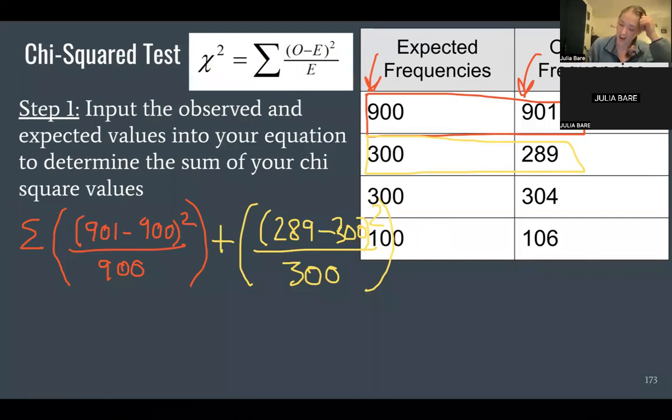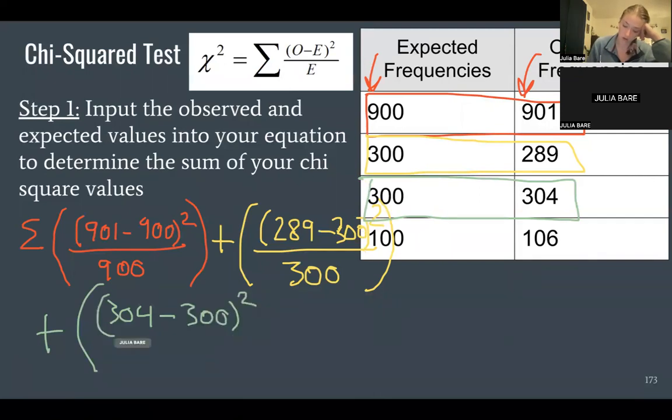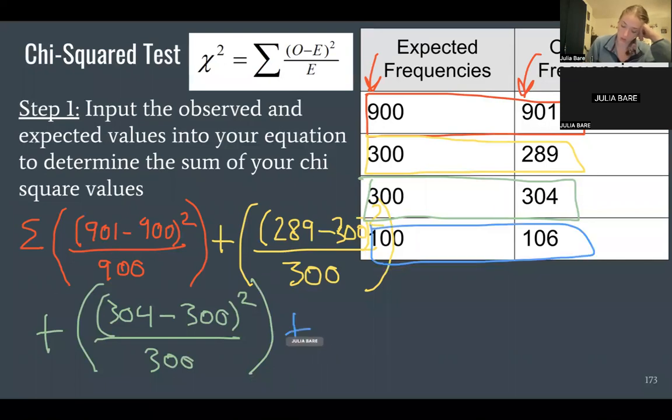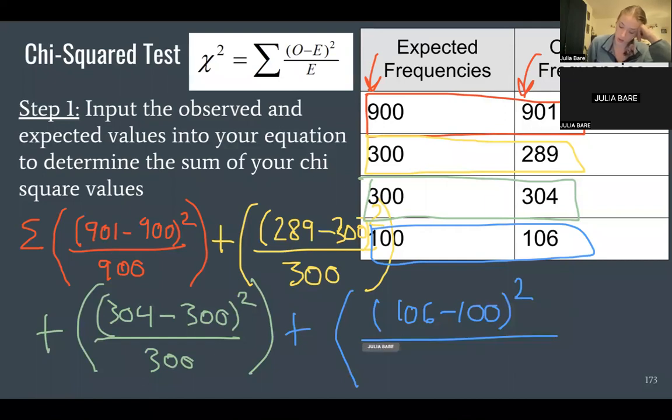You got it? All right, let's do it together. We are going to add our observed frequency, which is 304, minus our expected frequency, which is 300, squared, over our expected frequency, which is 300. Okay, and then last one, final one, we're going to add all of this to our observed frequency, which is 106, minus our expected frequency, which is 100, squared, divided by our expected frequency, which is 100. Okay, and this is going to give you your chi-squared value.